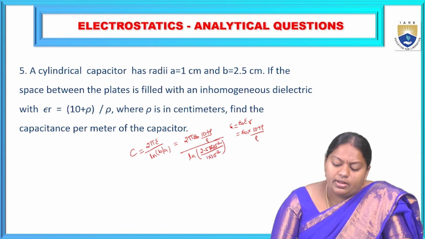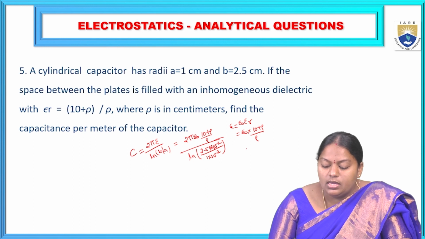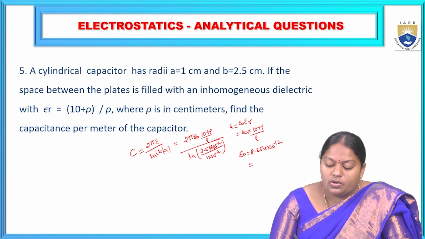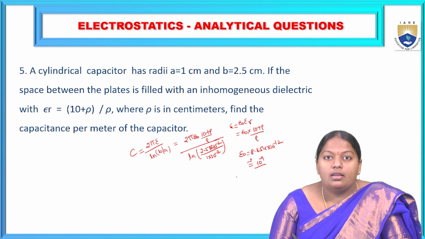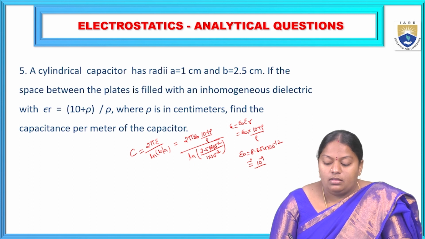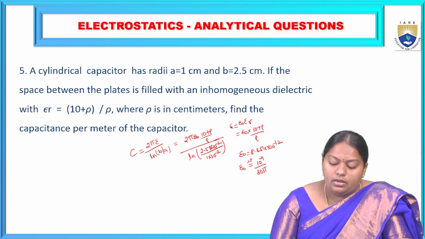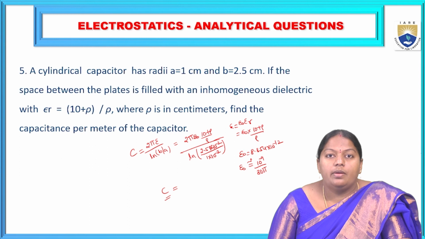So like this, if you evaluate epsilon naught, we will consider its value as 8.854 into 10 power minus 12, which is approximately equal to 10 power minus 9 by 36 pi. We consider its value as epsilon naught. Now everything needs to be substituted over here, then the capacitance C needs to be obtained.